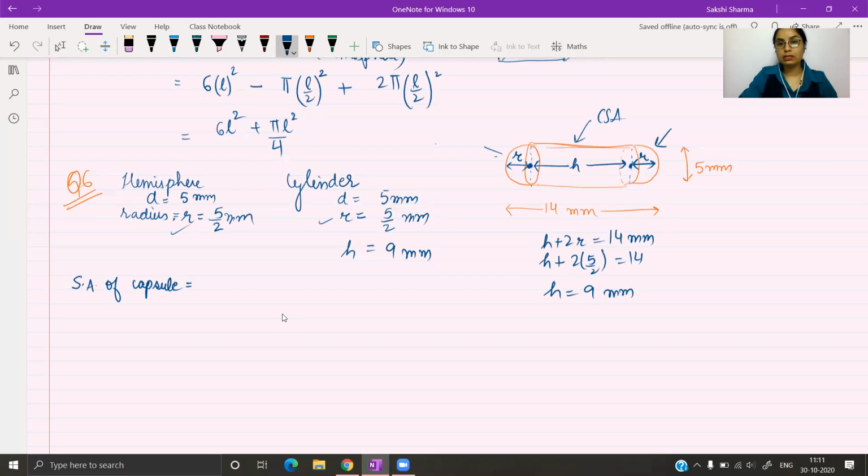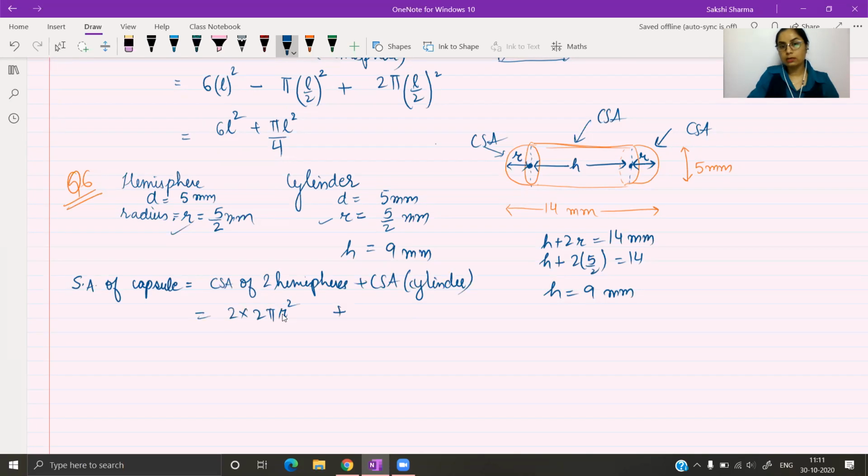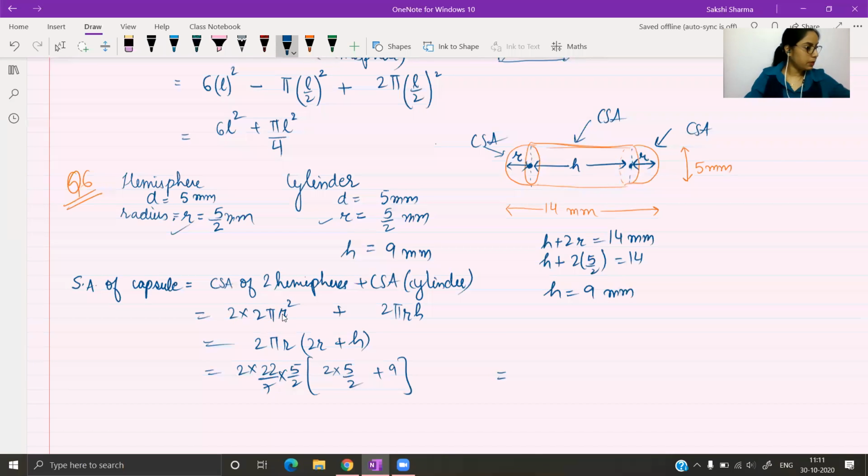We will only be having the curved surface areas for the three solids that we can see here. Curved surface area of two hemispheres at the ends and the curved surface area of the cylinder. 2 times 2 pi r square, then plus 2 pi r h. Before you solve, you can take factors common if you want. You will be left with this. And now you can put the values. Evaluate your answer. I hope pi is, yes, pi is 22/7.